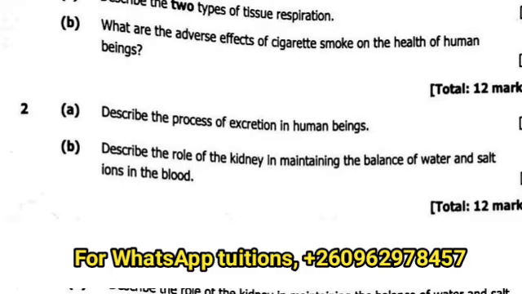If the body has little water in it, there is a hormone called antidiuretic hormone which is released from the pituitary gland. This hormone doesn't come out except when the water levels are low in the body fluids.